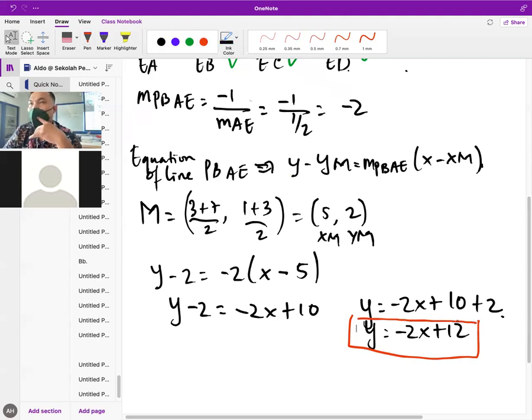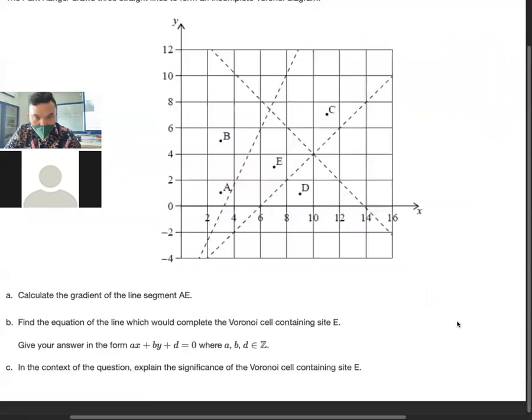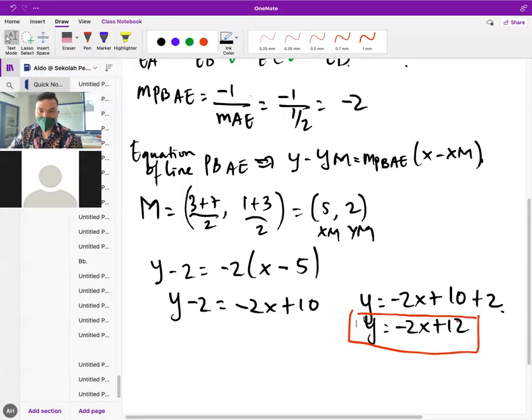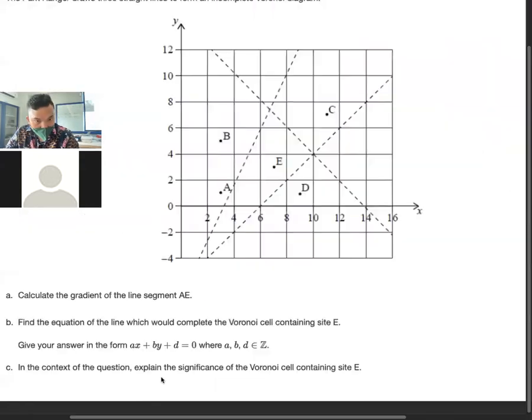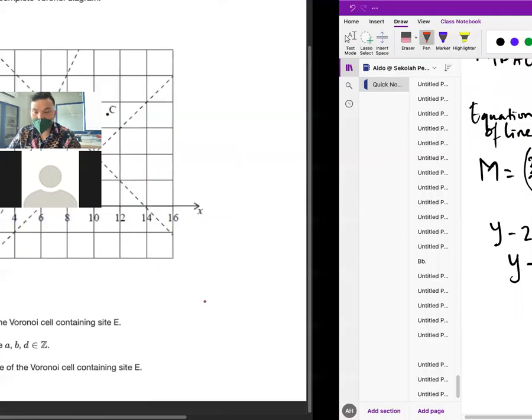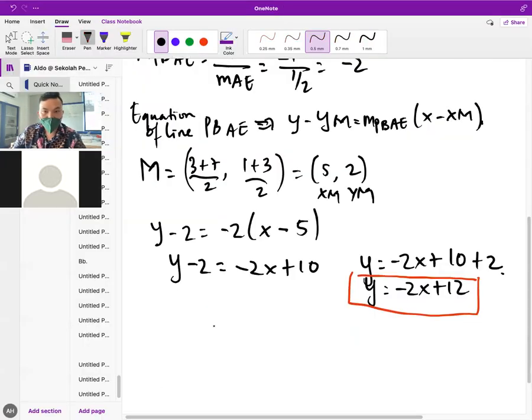Clear? I think for B, the question told us to write it in the general form or something. Oh, wait. Oh, yeah, sorry. So it becomes 2x plus y minus 12 is equal to 0. Yeah, this is the answer.